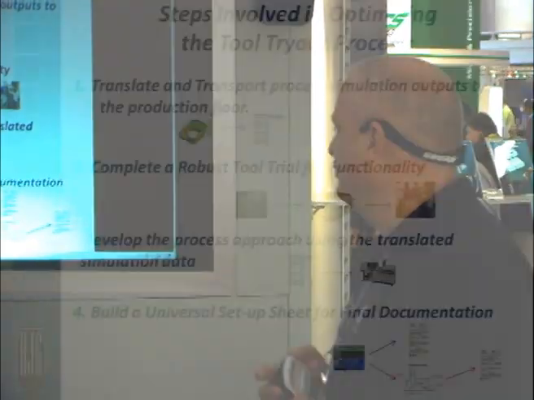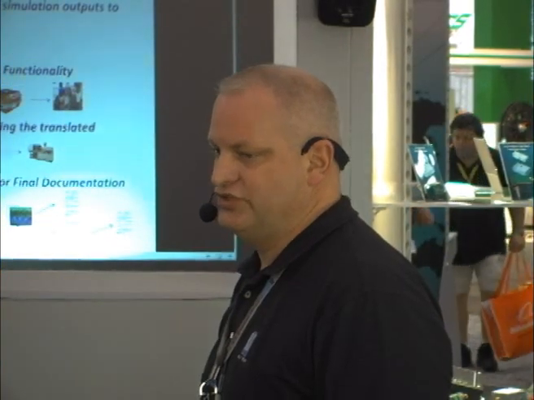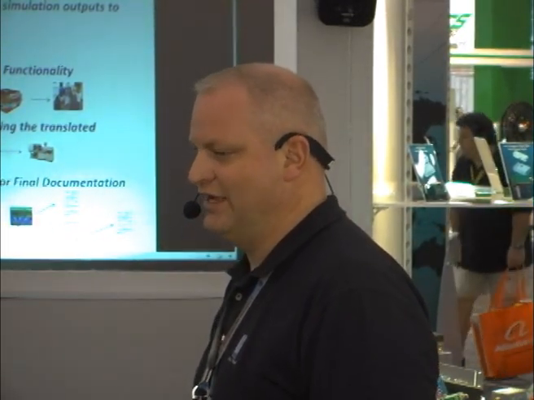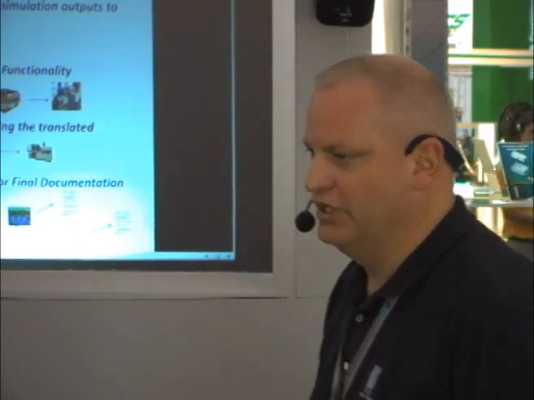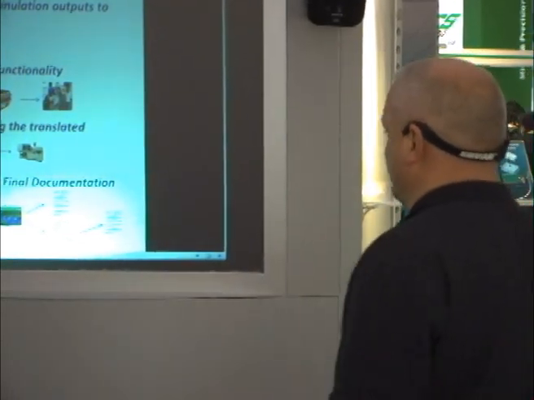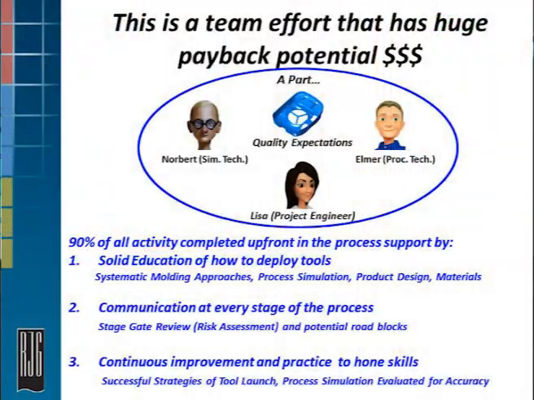And then I want to develop a process approach using the translated simulation data or my risk analysis data that doesn't include the simulation. I want to build that universal setup sheet and that final documentation so that no matter what happens, my technical staff can take that from machine to machine to machine. Now, obviously, your technical staff has to have a little bit of insight into machine sizing, screw and barrel sizing, intensification ratio, and things, but that's definitely something that can be taught, okay? This is a team effort and has a huge payback potential.